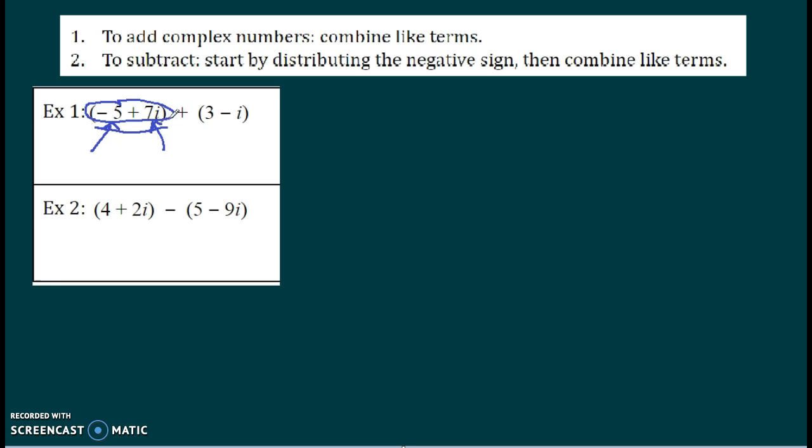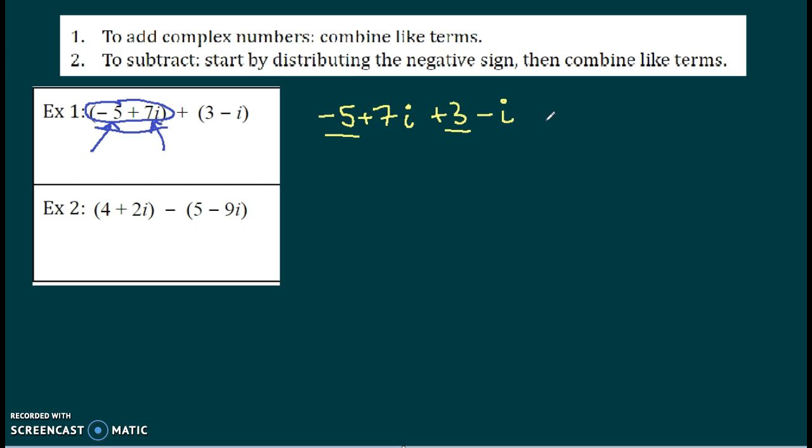So for this first example, this negative 5 plus 7i, I don't really need to write those parentheses when I'm working with them. I can leave them off. And this plus sign means that I don't really need to change anything over here either, and I also don't really need these parentheses either. So I could say plus 3 minus i, and we're just going to put things together that are the same.